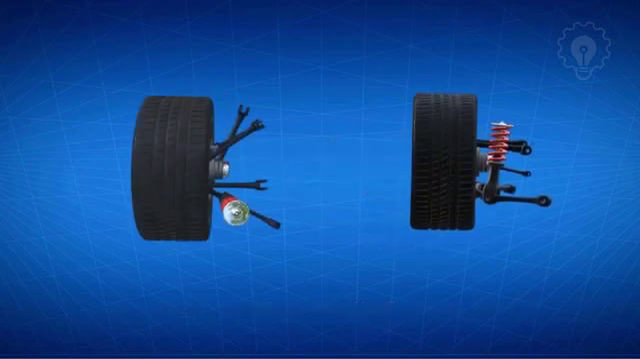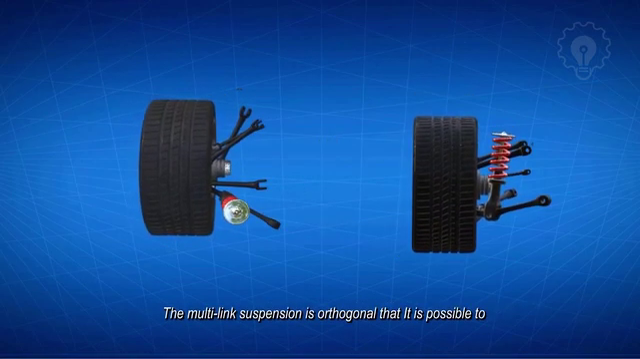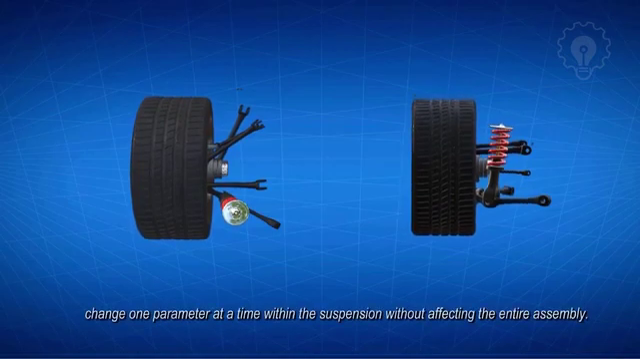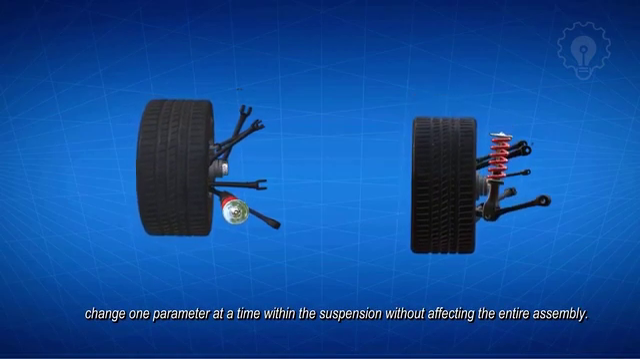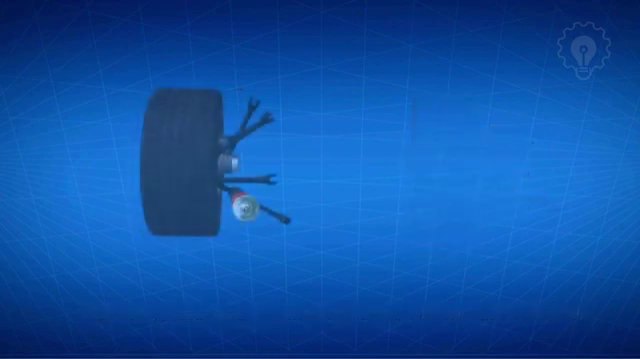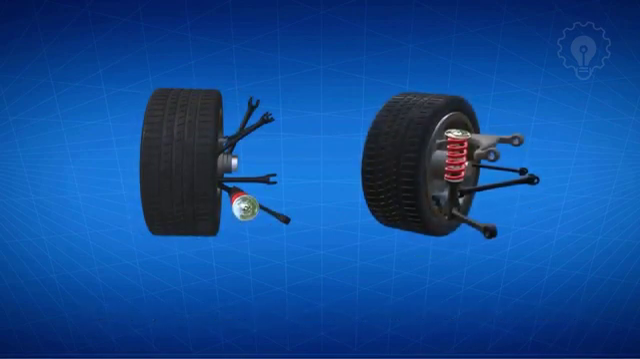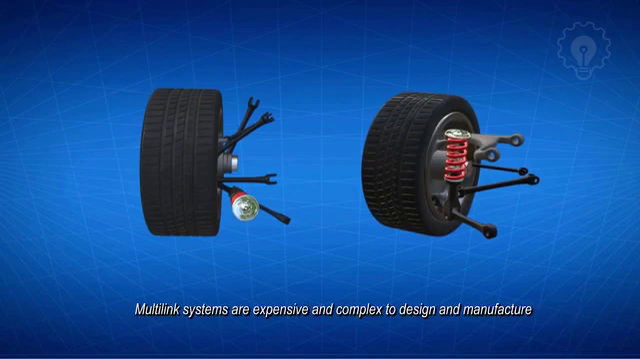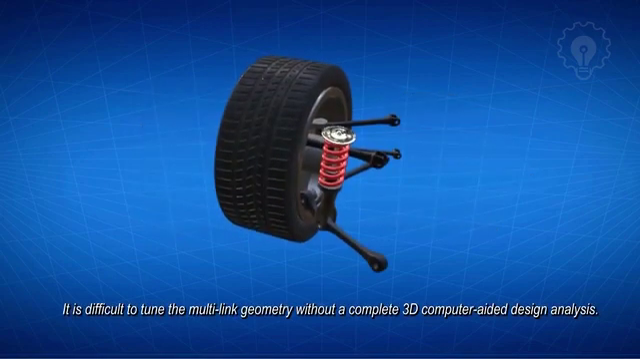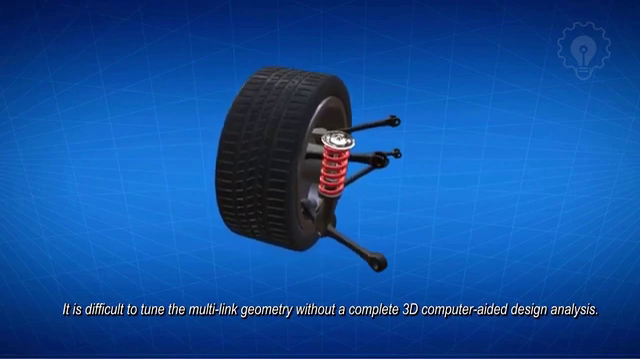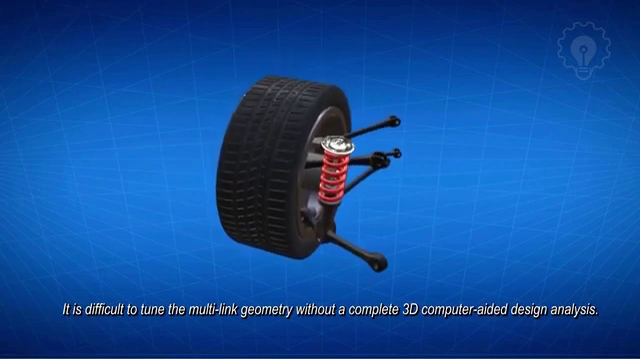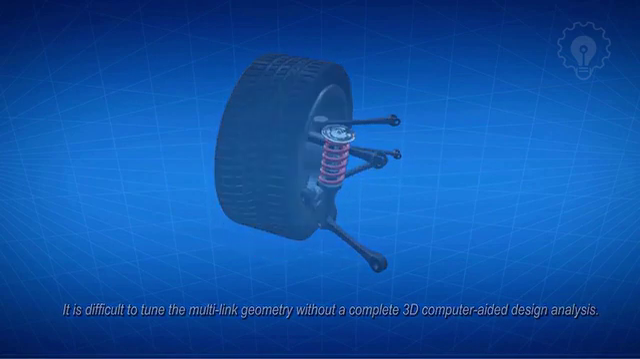In the simplest form, the multi-link suspension is orthogonal, so that it is possible to change one parameter at a time within the suspension, without affecting the entire assembly. Despite all the advantages, multi-link systems are expensive, and complex to design and manufacture. In addition, it is difficult to tune the multi-link geometry, without a complete 3D computer-aided design analysis.